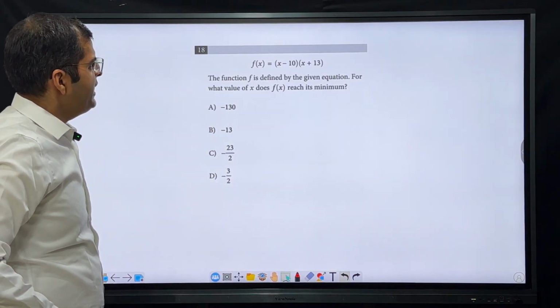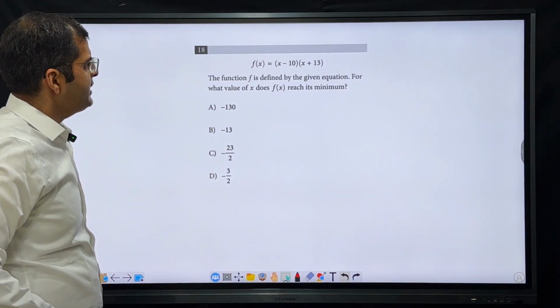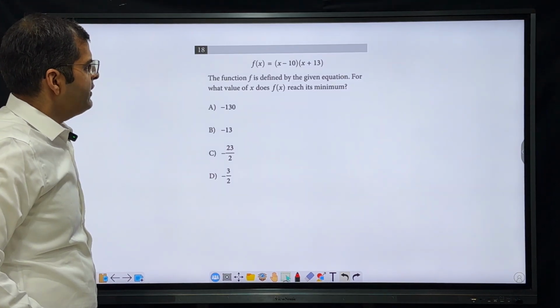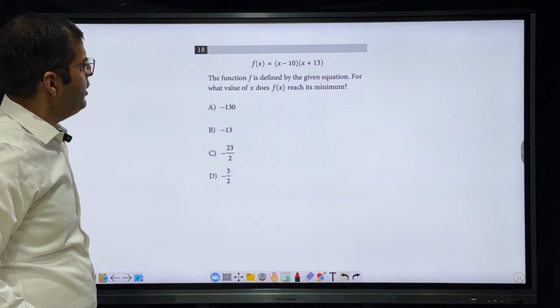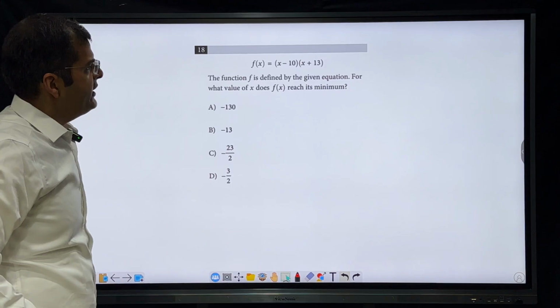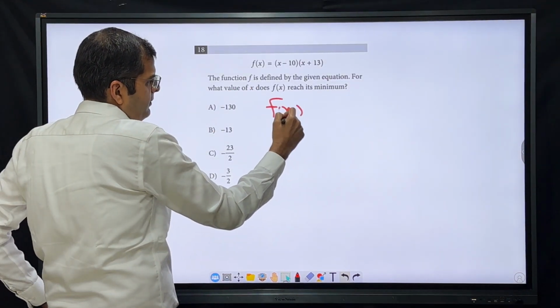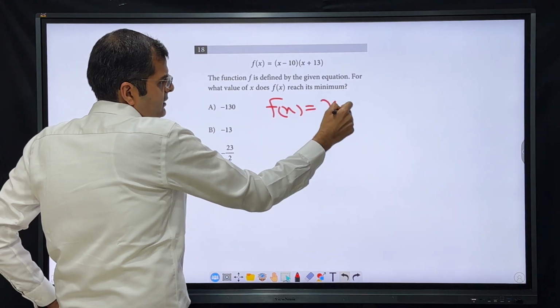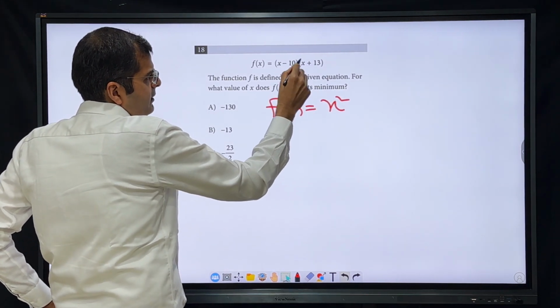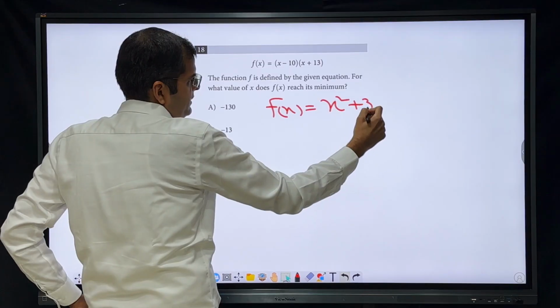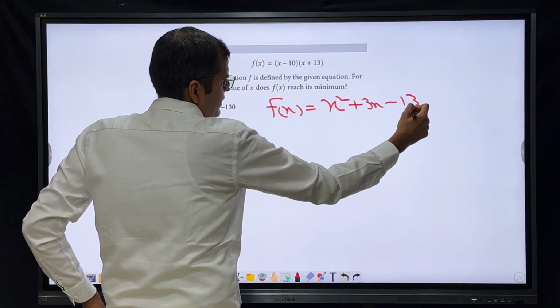Now this question says f of x is equal to x minus 10 times x plus 13. The function is defined by the given equation. For what value of x does f of x reach its minimum? So this is actually a parabola. So I will expand it. This will be x square plus 13x minus 10x. That means plus 3x minus 130.